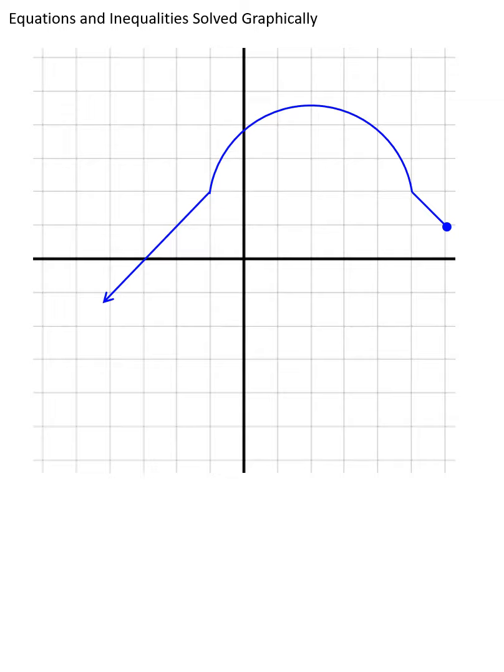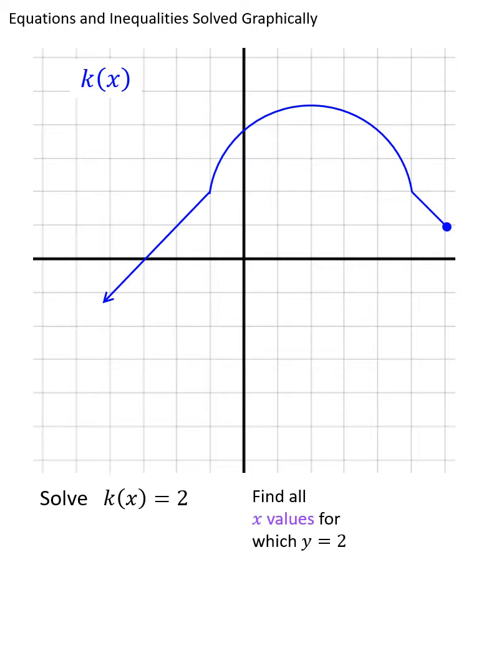Let's look at a different function. Suppose we had some function and it was called k for no particular reason. And suppose we were being asked to solve k of x equals 2. Well, to solve means to find all x values that make this a true statement. That's what solving means. So I want to find all x values for which k of x equals 2, in other words, for which the y coordinate of the function equals 2.